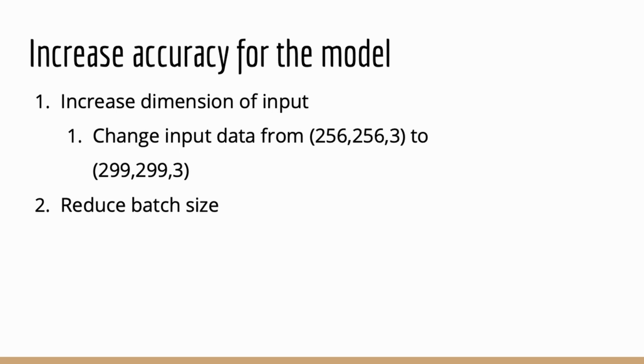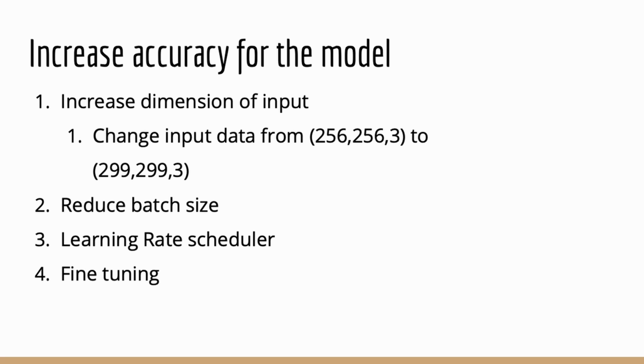Secondly, we can reduce the batch size. As proven, smaller batch sizes tend to allow the model to generalize better. Thirdly, we can adjust the learning rate. This will determine how much the weights will be updated during the training. And finally, we will do fine-tuning to increase the accuracy of the model. In fine-tuning, we will be tuning quite a bit of parameters.